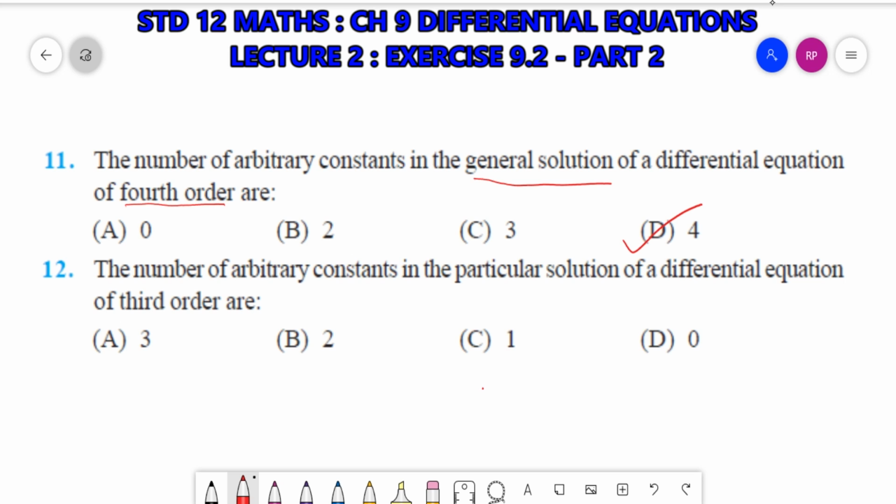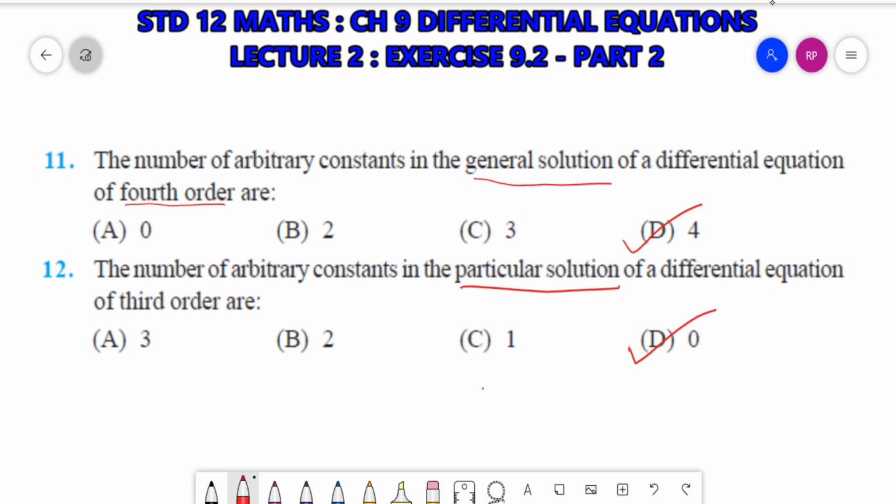Question number 12. The number of arbitrary constants in a particular solution of a differential equation of third order. Now see, whenever there is a particular solution, that means there will be no constants. Whether it is first order, second, third, or whichever order it is, in a particular solution there will be no constants. The constants will be only present in the general solution. So in a particular solution, the number of constants is 0.